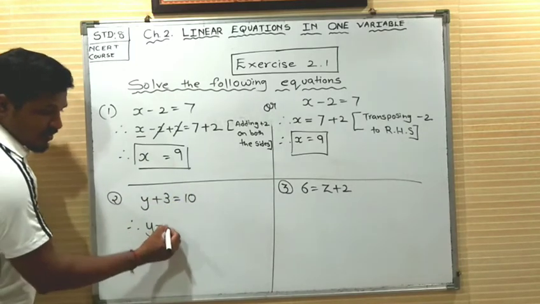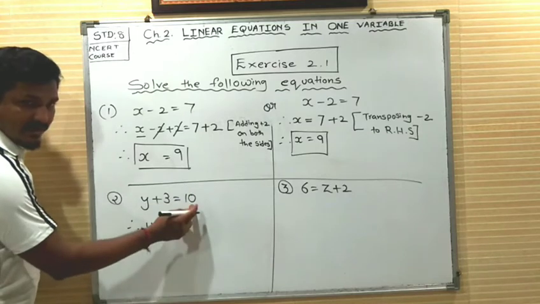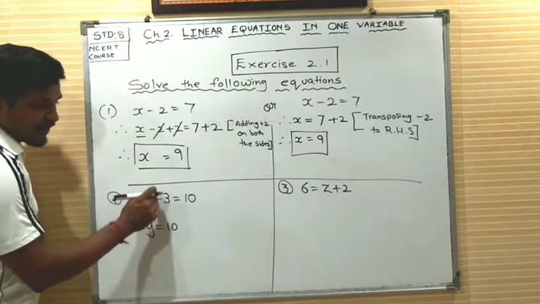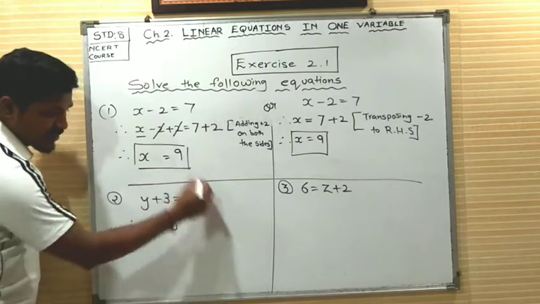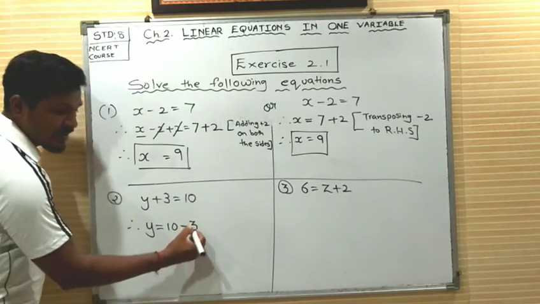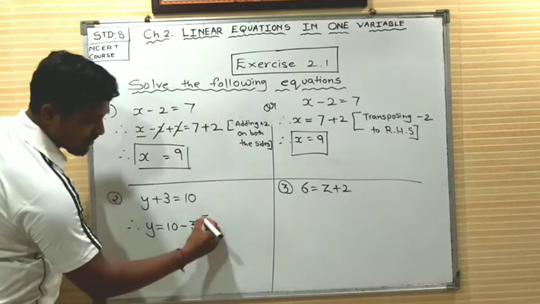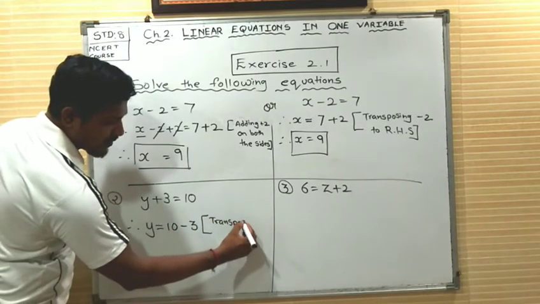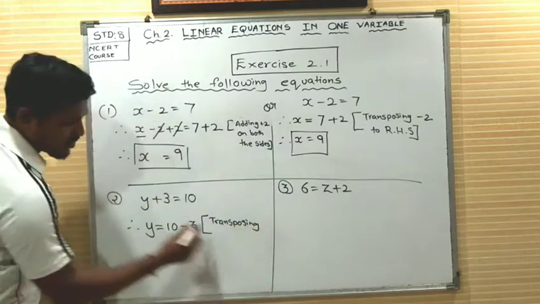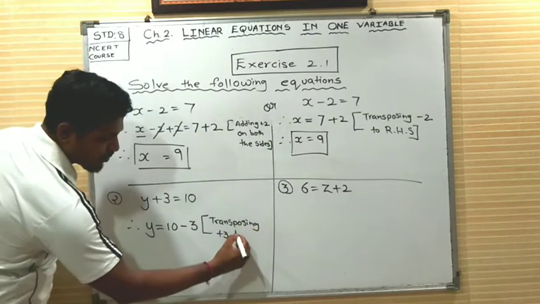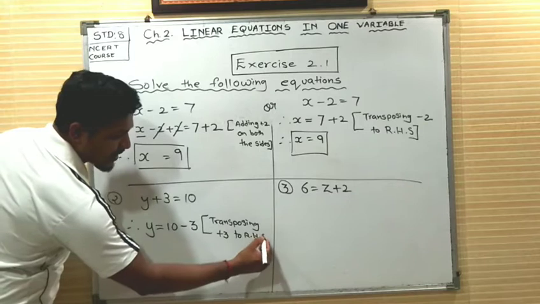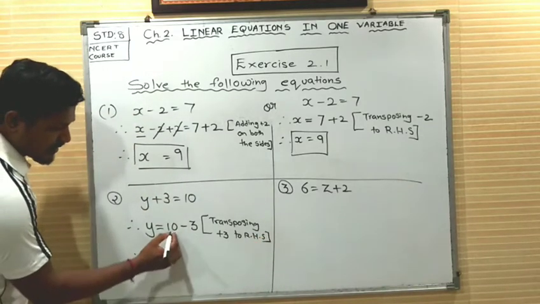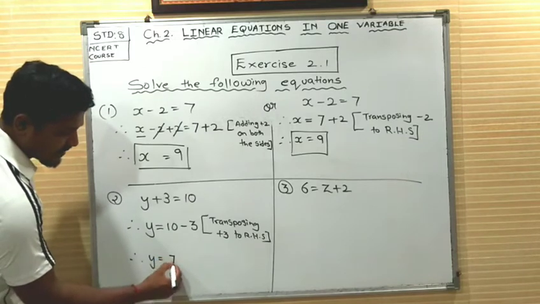So whatever number on right hand side, same value you have to write over here, and transpose this positive 3 on right hand side. So while transposing, positive will become negative. Transposing positive 3 to RHS. So therefore 10 minus 3 gives 7.